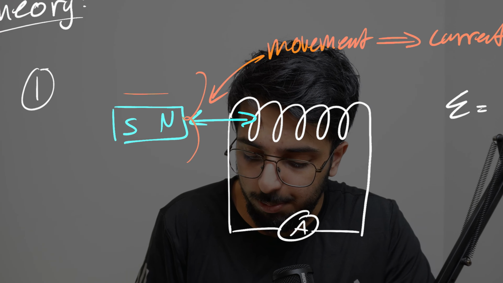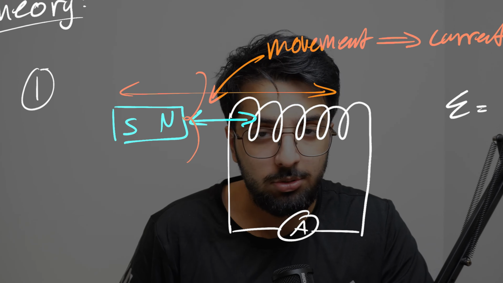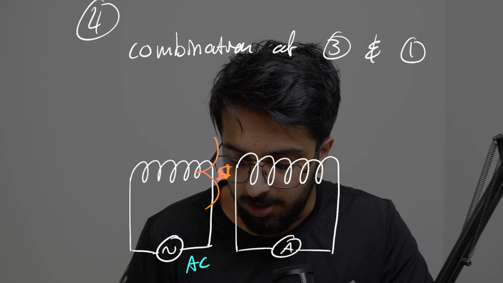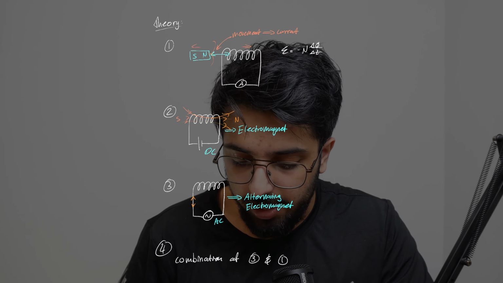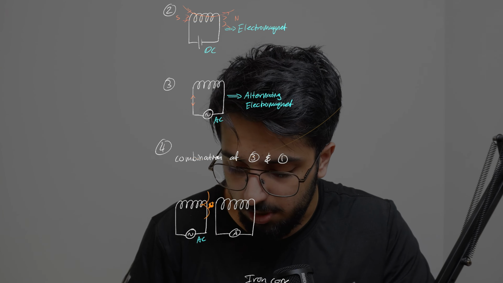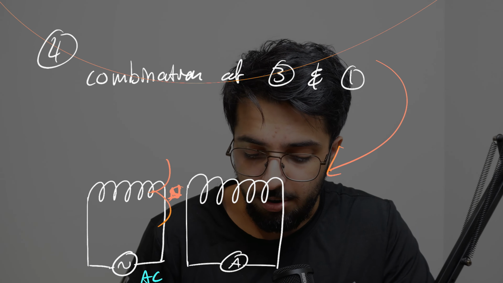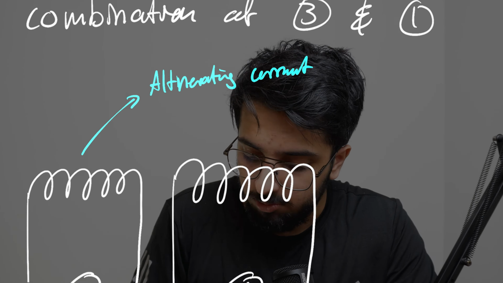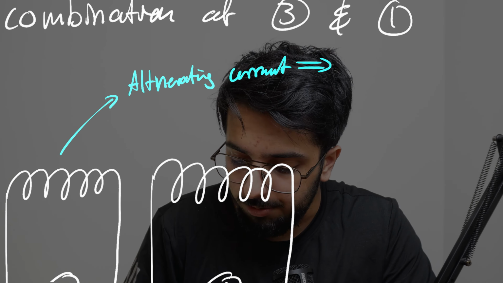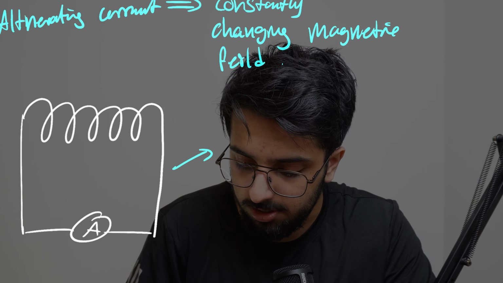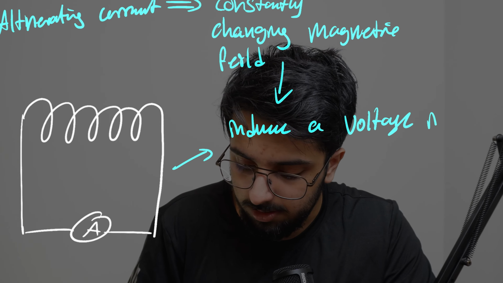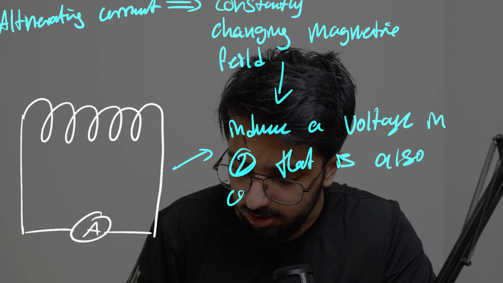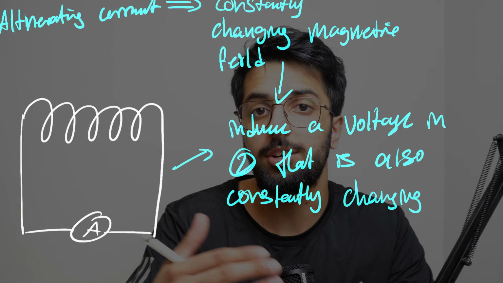As we continuously pull the bar magnet in and out, the polarity of this coil is going to alternate also. So you can see how we've combined all of the knowledge that we have into this fourth point to produce this scenario right here, okay? So therefore, we can say that the alternating current results in a constantly changing magnetic field, and therefore this induces a voltage in the second coil that is also constantly changing. And when I say changing, I mean changing direction, okay?